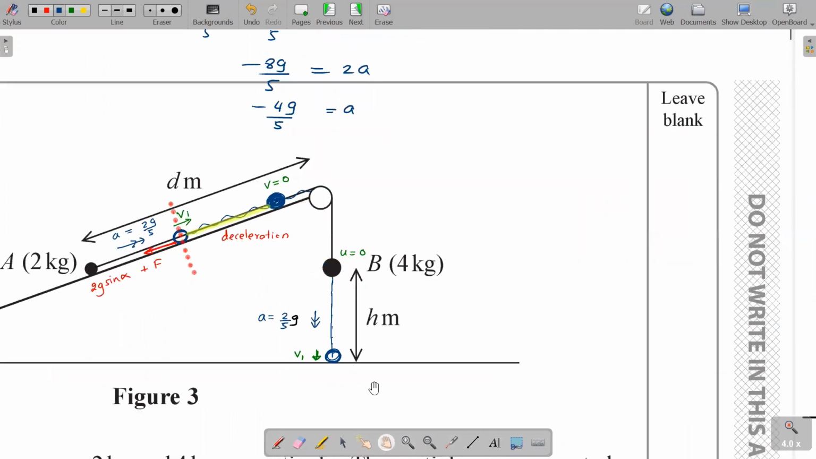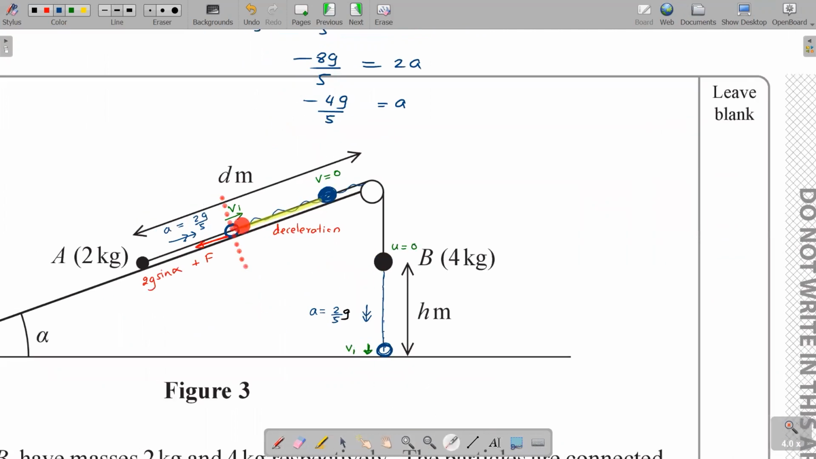Okay, now what do we do? We have the new acceleration. This is the acceleration with which you travel this yellow section. So what can we do? Now you want to find the distance d in terms of h, right? To find d in terms of h, basically you have to find the distance that you moved up. How do we find the distance it moved up?